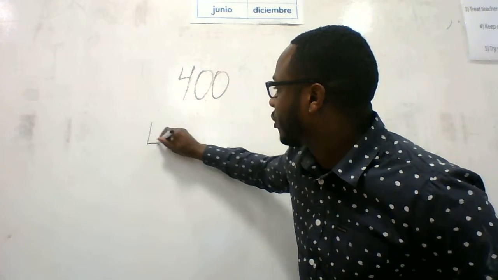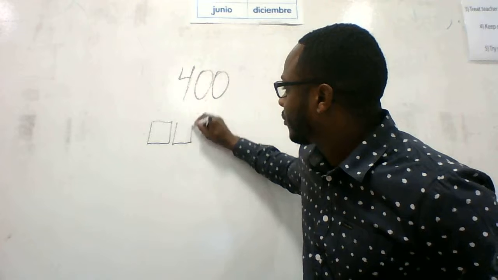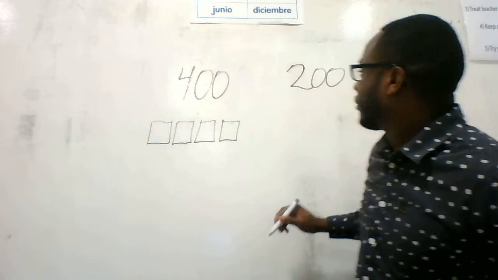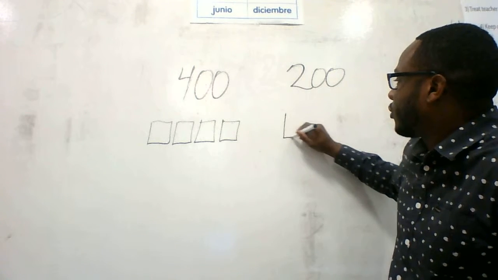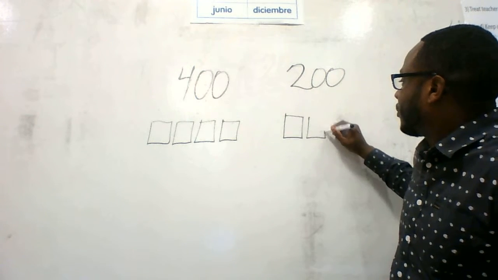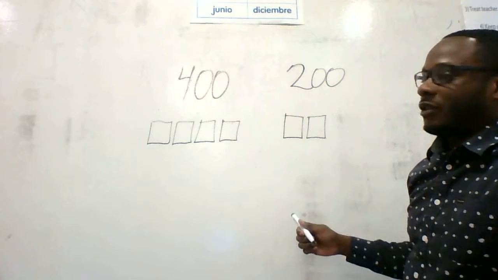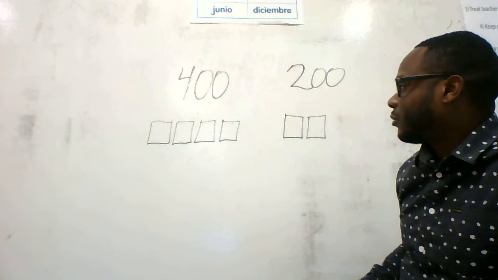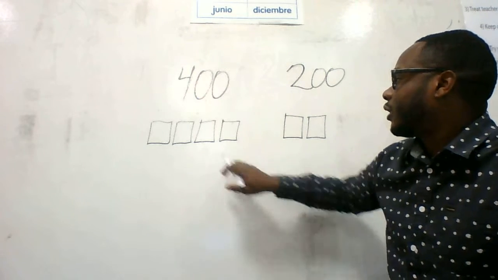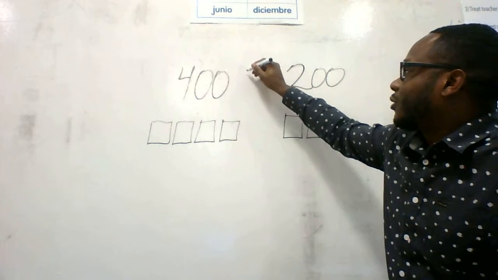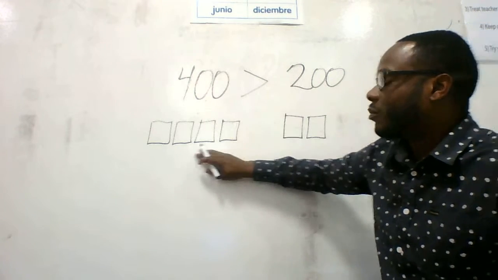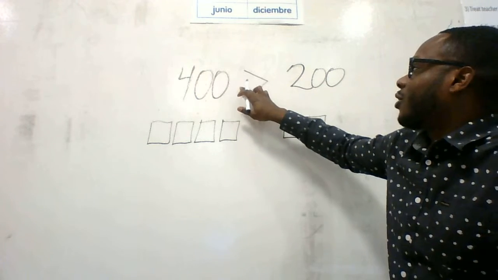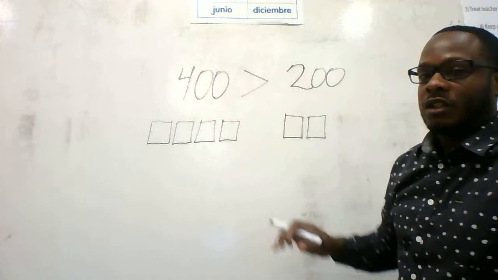So if there were 400 place blocks, it would look something like this. And there were 200 place blocks, it would look like that. So which one is more? When you put them next to each other, you can see which one is clearly more. You have 1, 2, 3, 4 here, 2 here. So there's more blocks on this side. So 400 is greater than 200. The opening always goes to the greater number in a symbol.